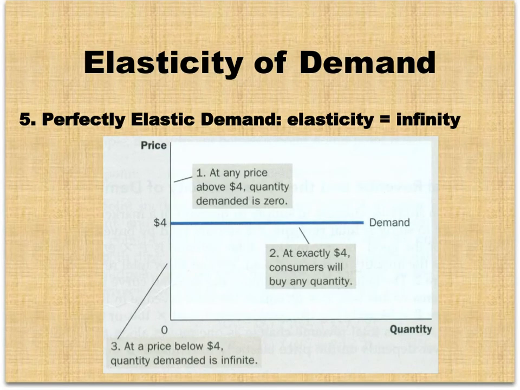The final category is, frankly, kind of academic. Even I struggle to understand it. It's perfectly elastic demand. And the demand curve would look like this. For example, in this graph here, at $4, consumers will buy any quantity. And at anything over $4, they won't buy any. I don't really know what an example of that would be, except perhaps $4 bills. But theoretically, an elasticity of infinity would be perfectly elastic demand. Maybe some of you physics geniuses can explain it to me.